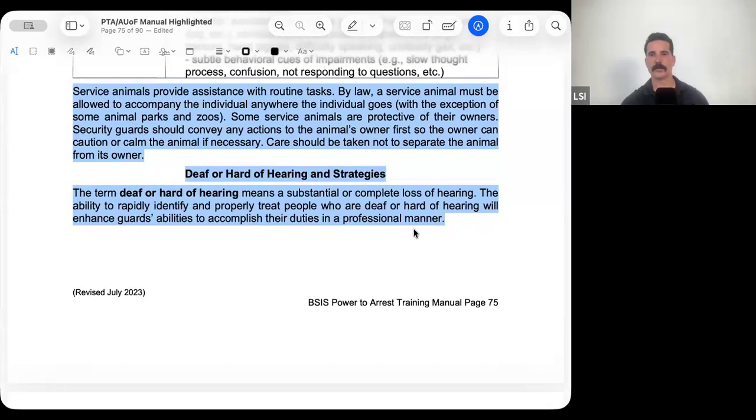Deaf or hard of hearing and strategies. The term deaf or hard of hearing means a substantial or complete loss of hearing. The ability to rapidly identify and properly treat people who are deaf or hard of hearing will enhance guards' abilities to accomplish their duties in a professional manner.